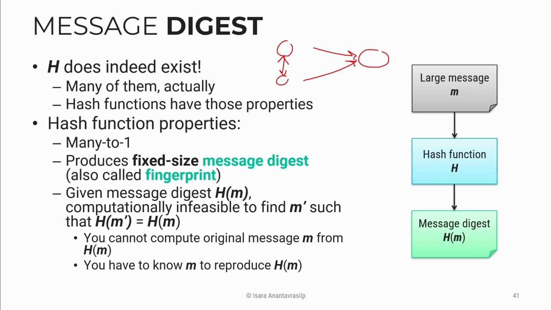And of course, because it is many to one, if you have this h of m, which we call a hash value, the result of the hash function, you cannot work back to the original message. You can't predict it, you can't compute back. There is no way. And an example of such a function is mod.